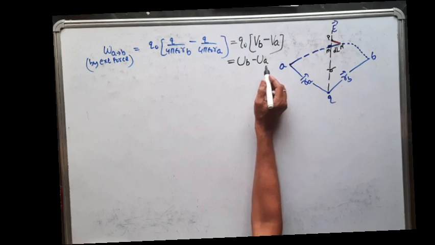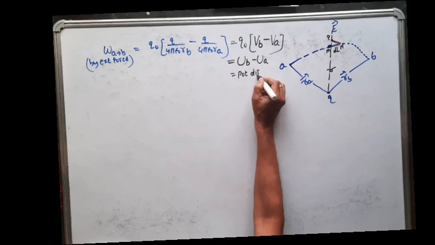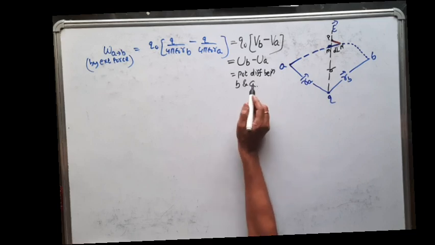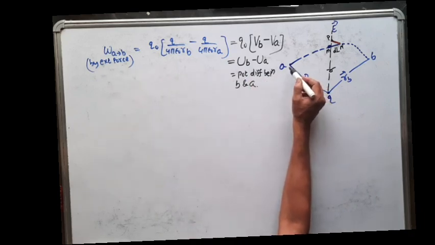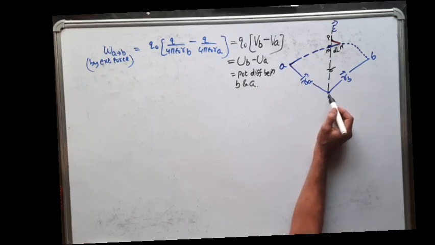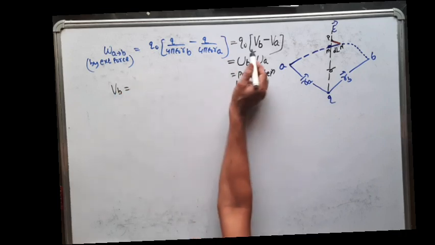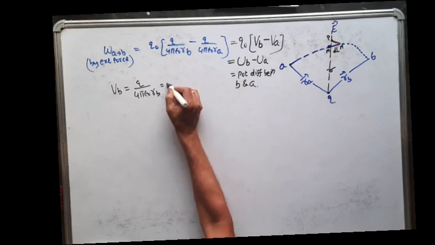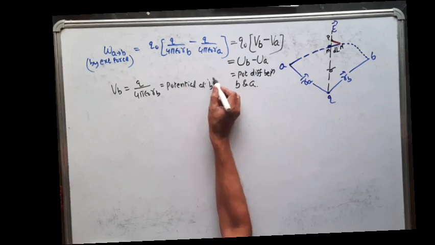So that is called potential difference between which points? B and A. So this is the work done by external force when a Q naught charge is moved from A point to B point in the presence of electric field. Okay, and we can say what is VB. So here VB is equal to Q by 4 pi epsilon naught RB. It is called electric potential at B point.